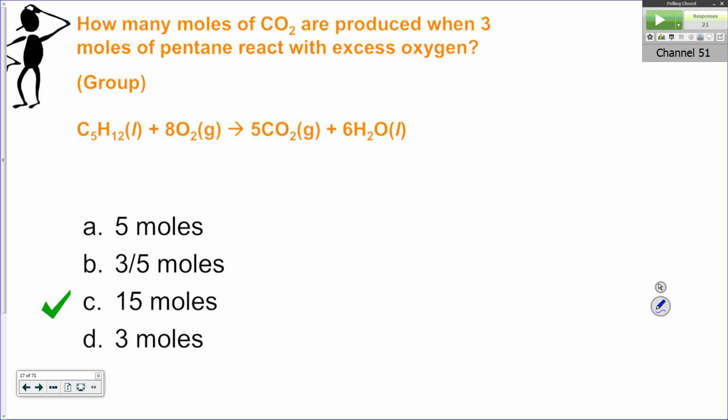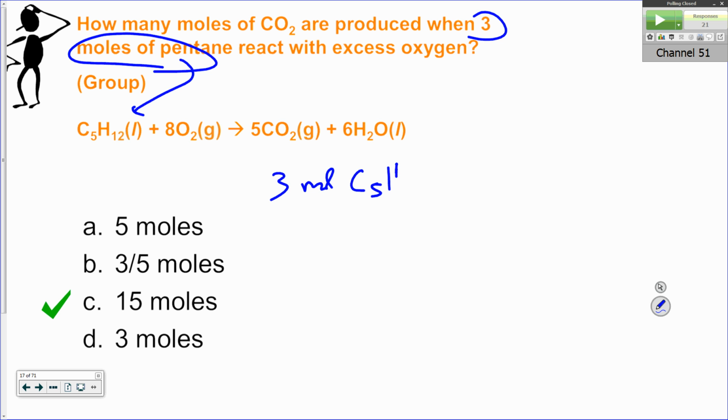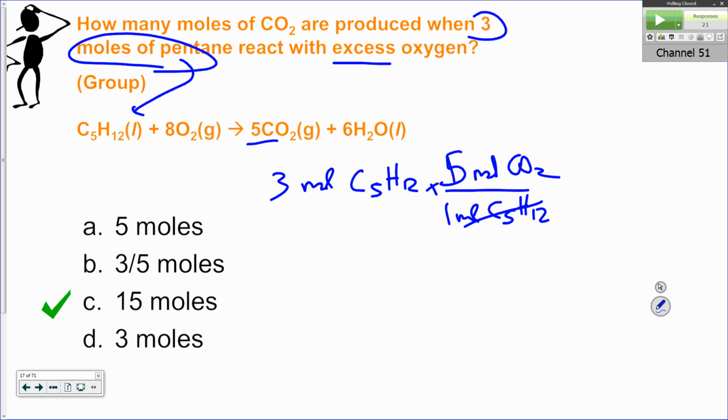So you would start with what you have in the problem. I've got 3 moles of pentane, C5H12. I use the stoichiometry from the reaction: 1 mole of C5H12 per... I've got excess oxygen. I want to know how many moles of CO2 per 5 moles CO2. The moles of pentane cancel out. You get 15 moles CO2.